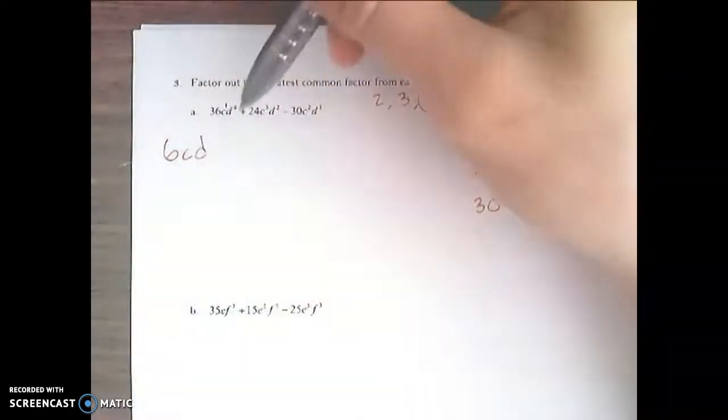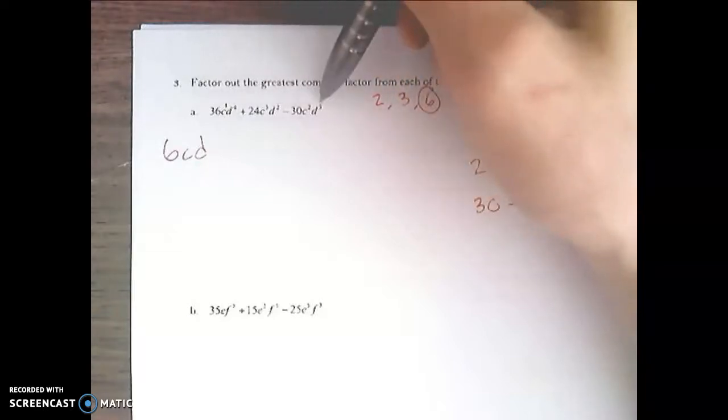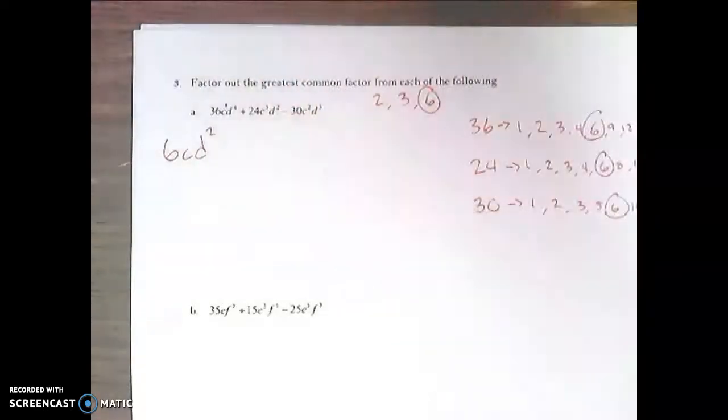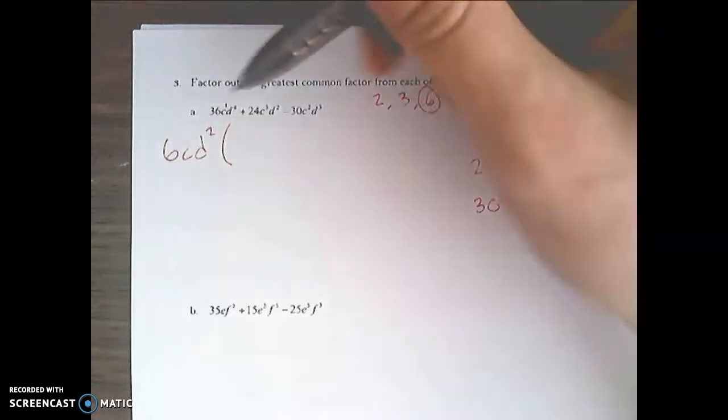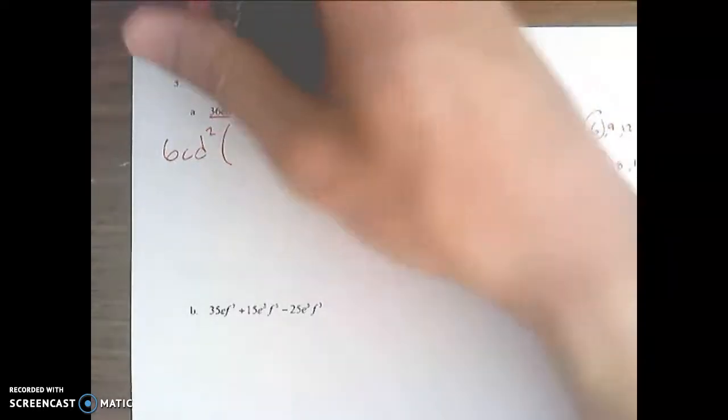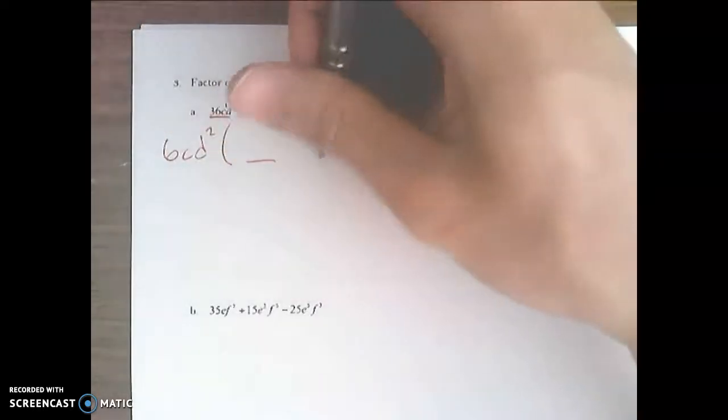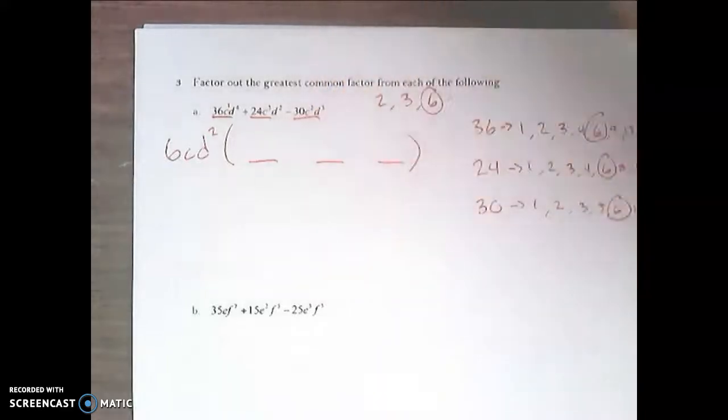For the d's, we have 4 here, 2 here, and 3 here. So the smallest of those is 2. Now, what's left on the inside? For the numbers, again, we have 3 terms, by the way. So we need 3 terms inside our parentheses.